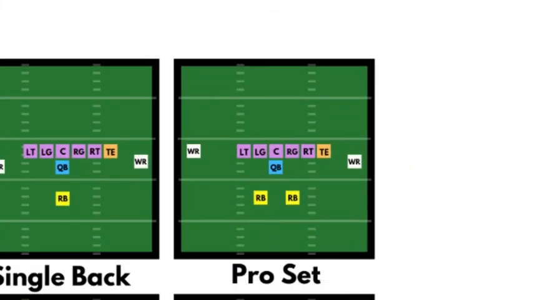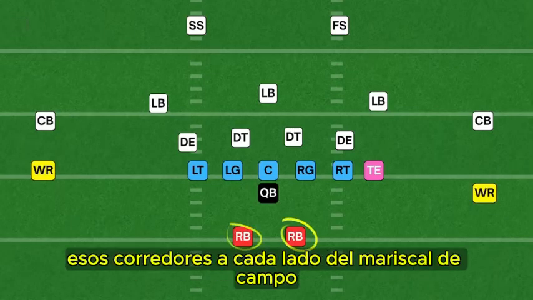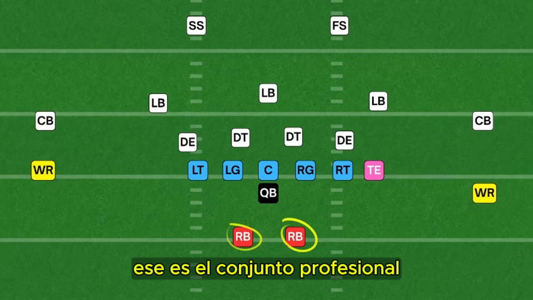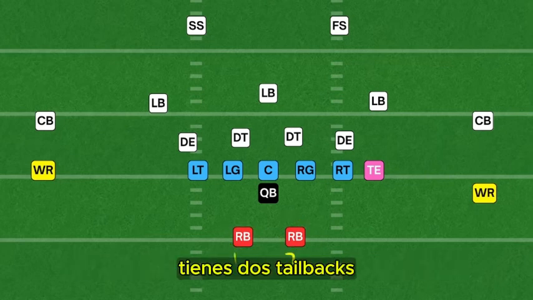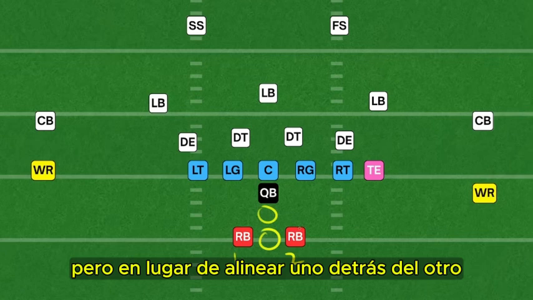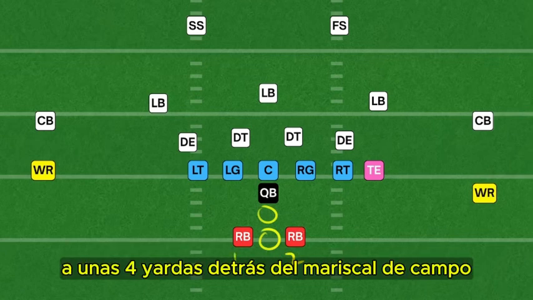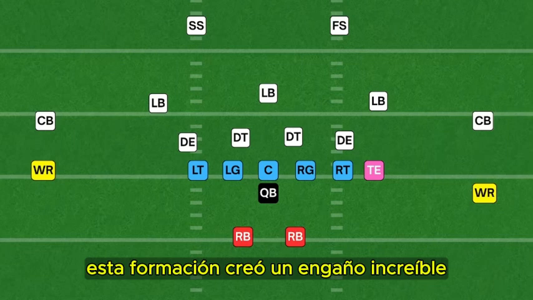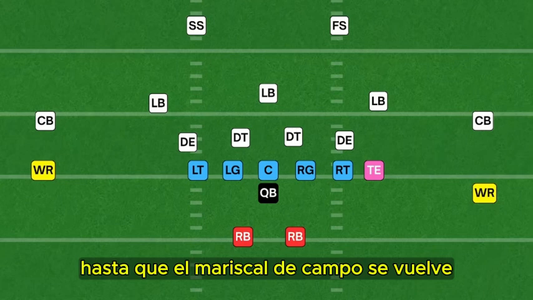Pro set. Picture the single back formation, but split those running backs on either side of the quarterback. That's the pro set, and it was the standard formation for decades. You have 2 tailbacks, but instead of lining up one behind the other like in the I formation, they're side by side, about 4 yards behind the quarterback. This formation created incredible deception. The defense doesn't know which back is getting the ball until the quarterback turns.